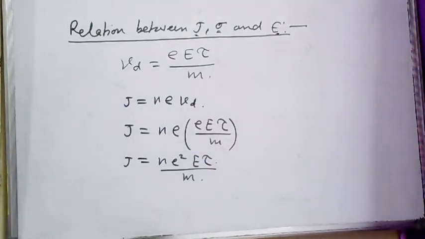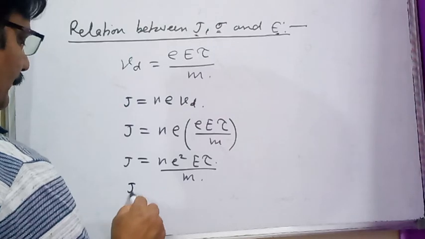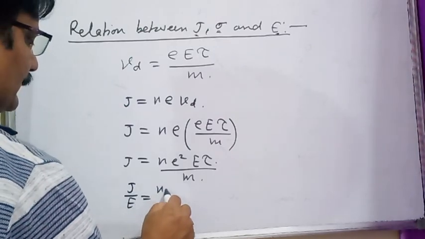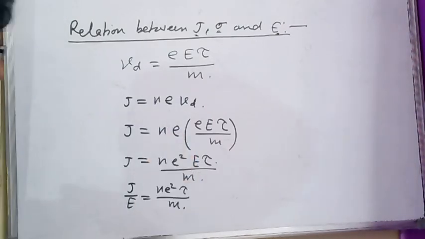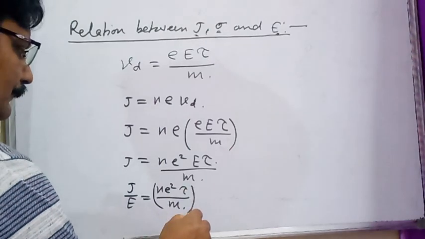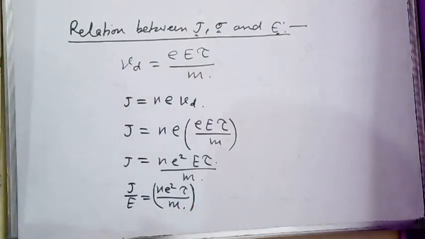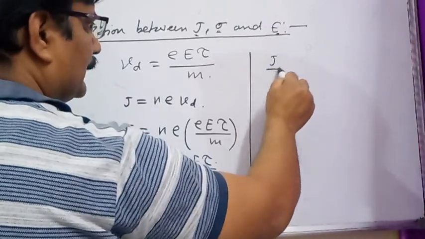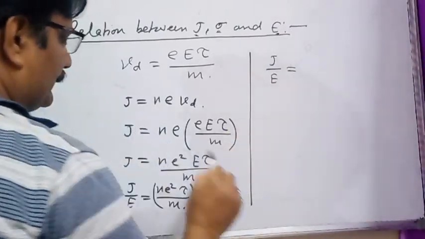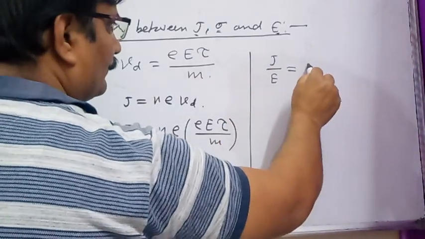Then what is going to be the value of current density J divided by the value of the electric field? J divided by E can be written ne²τ by m. And what is ne²τ/m? In the previous part of the video you have seen this quantity is conductivity of the material. So the relation can be written: current density J divided by electric field applied across the ends of the conductor, J divided by E, is equal to sigma.